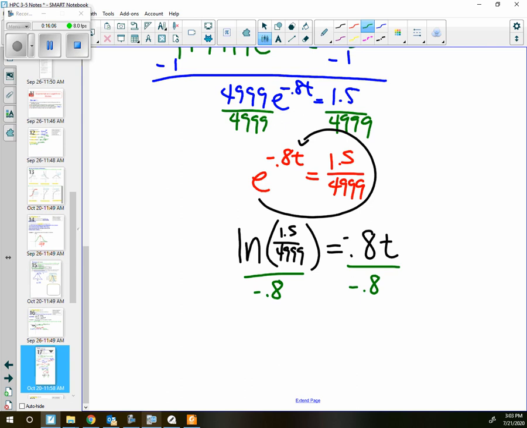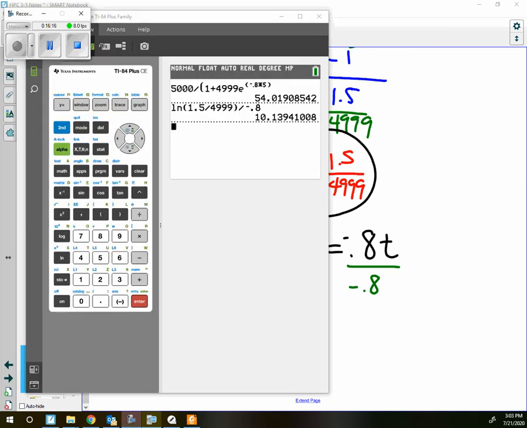It seemed like a ridiculously horrible looking thing, and there was some work to do to solve it, but we can solve for how long it's going to take to get to 40% of the kids infected. All right, so typing that in, again, make sure you finish off that parenthesis: 10.139, so a little bit over 10 days.